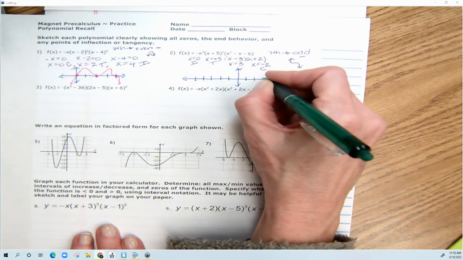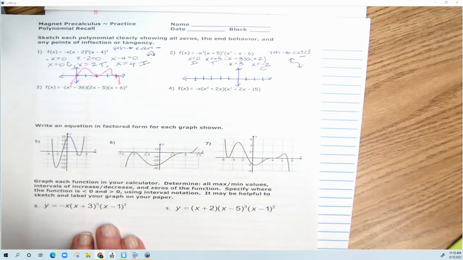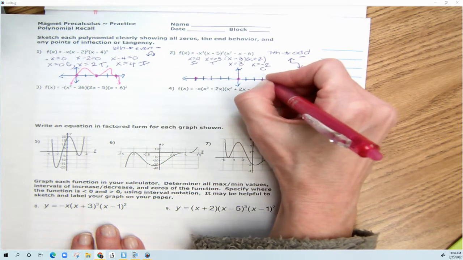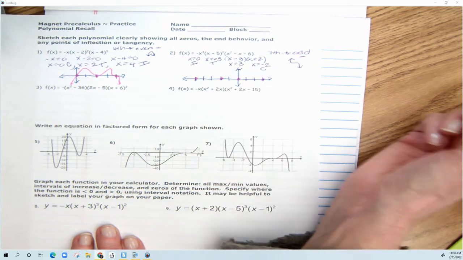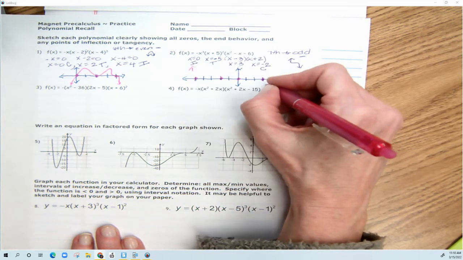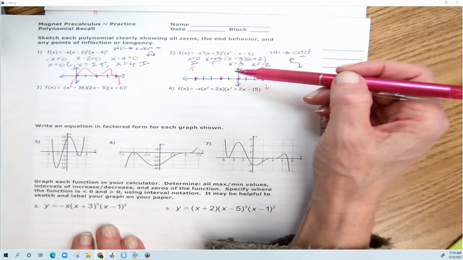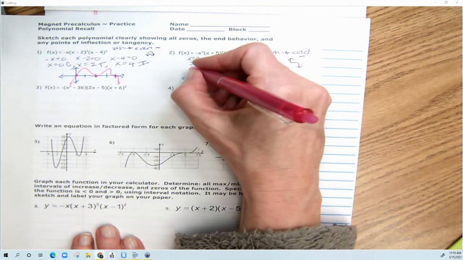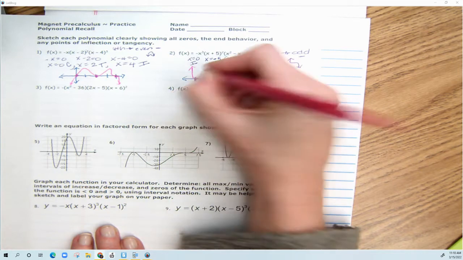All right, I have 0, -5, 3, and -2. The end behavior is up on the left and down on the right. So going from left to right, first I get to -5. That's a tangent. So I'm going to touch and turn when I get there.